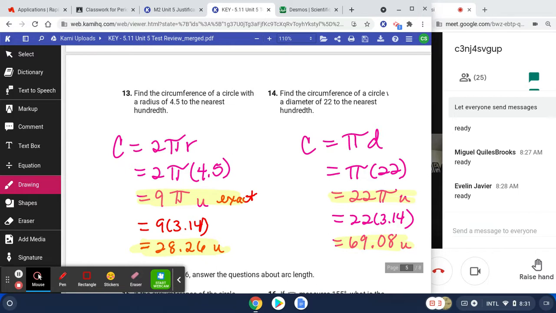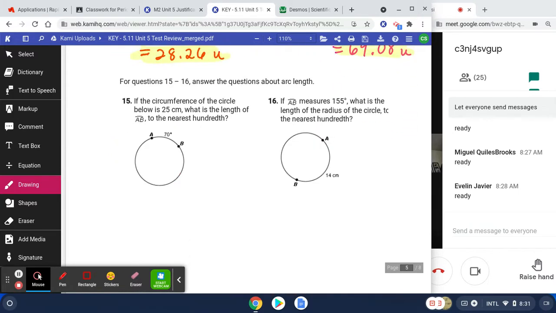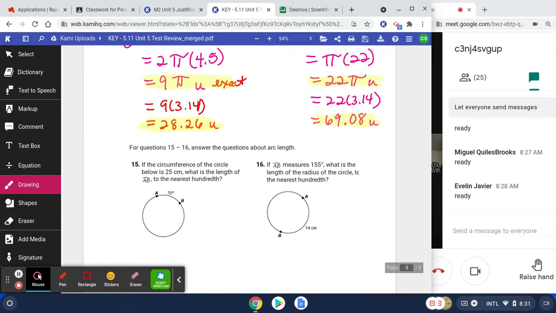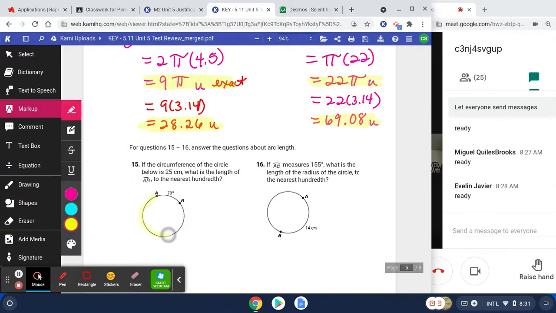So we wanted to do just an arc length, not the full circumference, for our math 2. So for example, what is this? If the circumference of the circle below is 25, so they're telling us that this whole thing is 25. What is the length of AB?